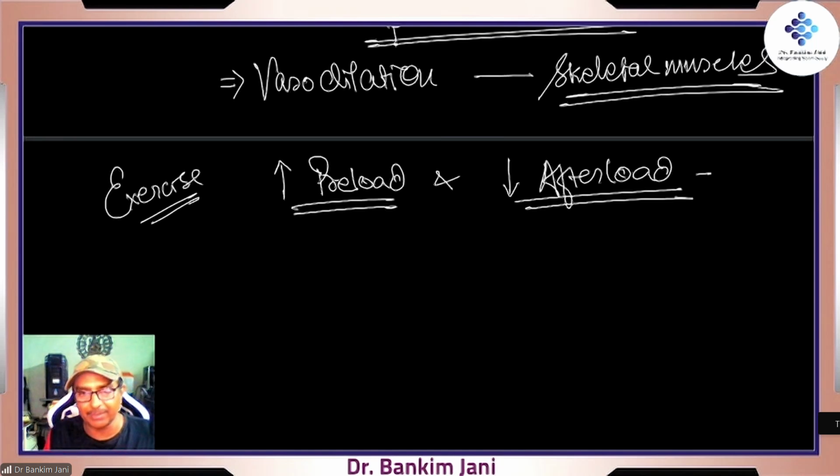Is this part clear? Increased preload because there is better filling, and then decreased afterload because the big vessels in skeletal muscle, that is a big area, are all dilated. So when you are exercising, you will find that those skeletal vessels are so dilated that the path is open, so blood easily rushes. Well, there is this afterload.